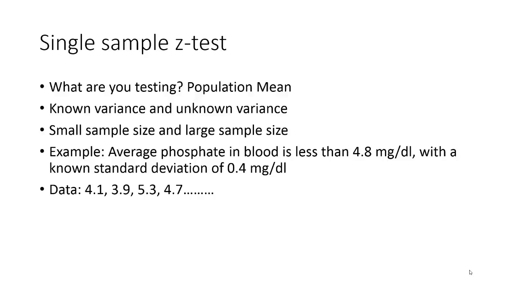So just to quickly summarize, with the single sample z-test, you have a single sample, and you're making some inferences about the population mean based off of this sample. Typically in a single sample z-test you need to know the variance, with the small exception that you can also use the single sample z-test if you have a large enough sample size and you don't know the variance.